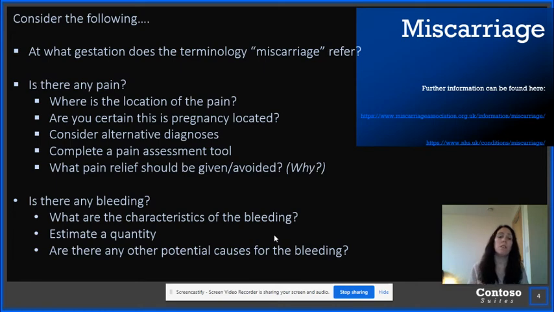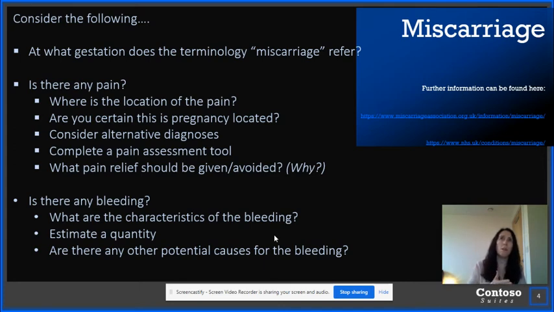Ask about the colour of it. So we know that when there's fresh blood, that is bright red. We know when there's older blood, that's more dark coloured. So if there was a dark coloured blood and there were little lumps in it, that could be a miscarriage. Okay, we're thinking about quantity as well.